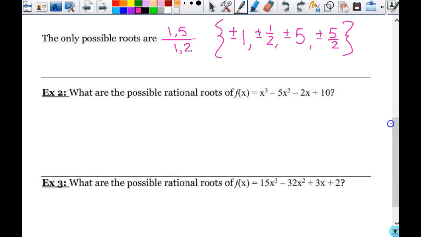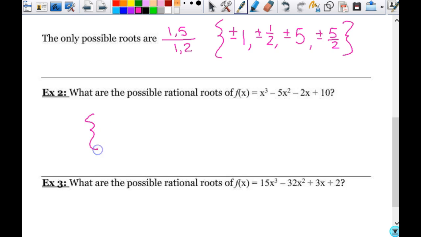So let's look at this next one. It says, what are the possible rational roots of this? All right, so what is your leading coefficient? 1, and your constant is 10. So remember, this is going to be these factors over the factors of 1. So when your denominator is going to be 1 every single time, you don't necessarily have to list them out like that because all you're really looking at is just the factors of the constant. Does that make sense to you? Because it's just over 1 every single time.